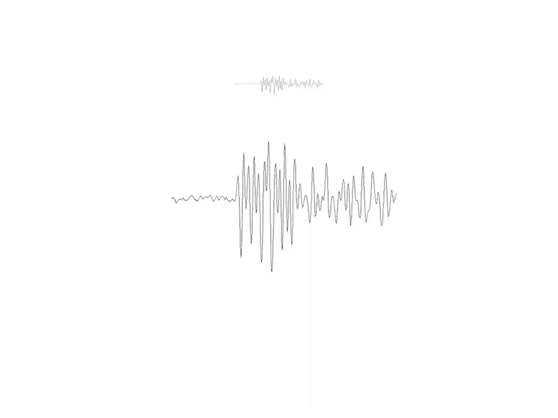So using the music analogy, this is what a small earthquake like the one on the top sounds like. And this is what a big earthquake like the one on the bottom sounds like.